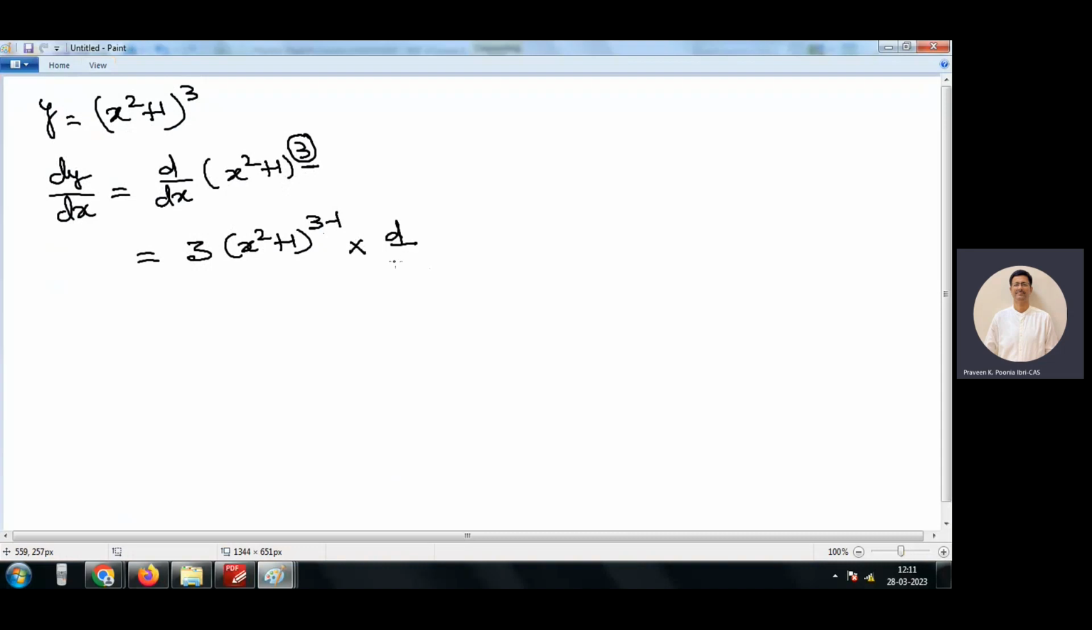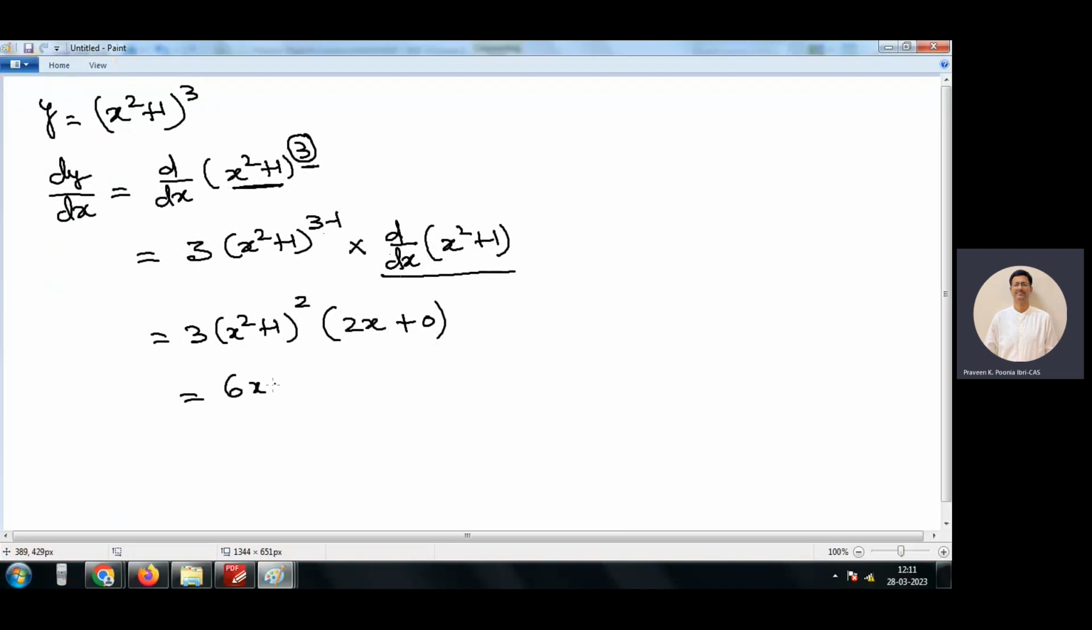Now what you need to do is differentiate the inside function, that is x square plus 1. So what is the answer? 3 into x square plus 1 power 3 minus 1, which is 2. And what is the derivative of this function, x power 2? It is 2x. Because the derivative of 1 is 0, so plus 0 if you want. Otherwise 3 into 2 is 6x into x square plus 1 power 2. So this is the derivative of this function, my friend.